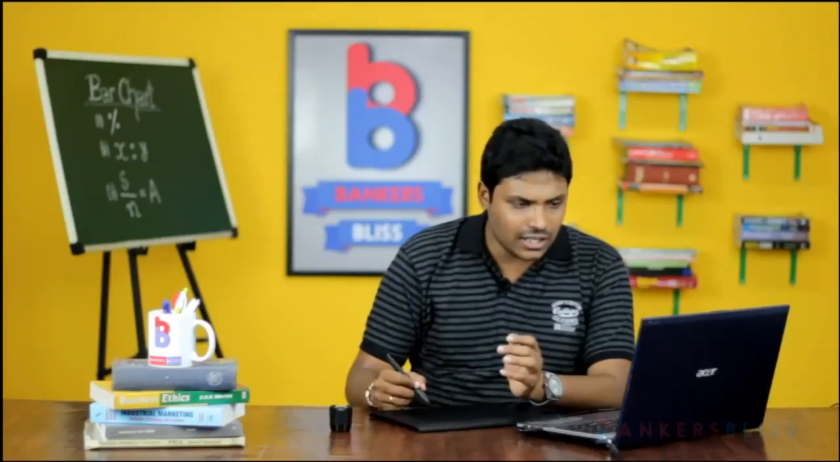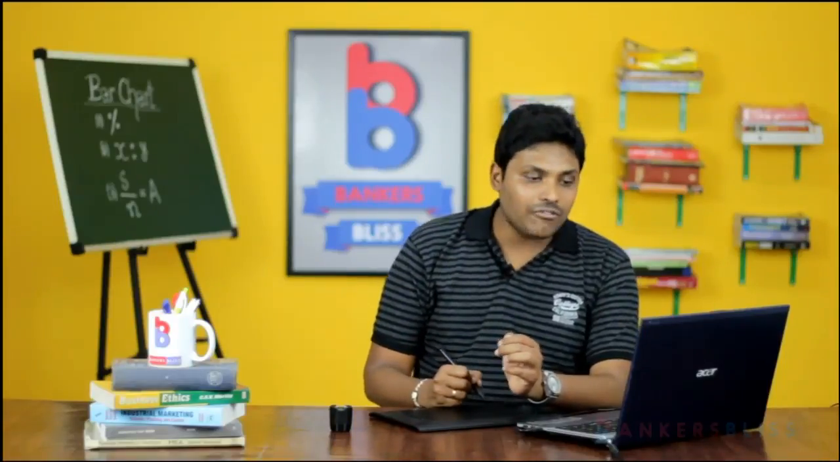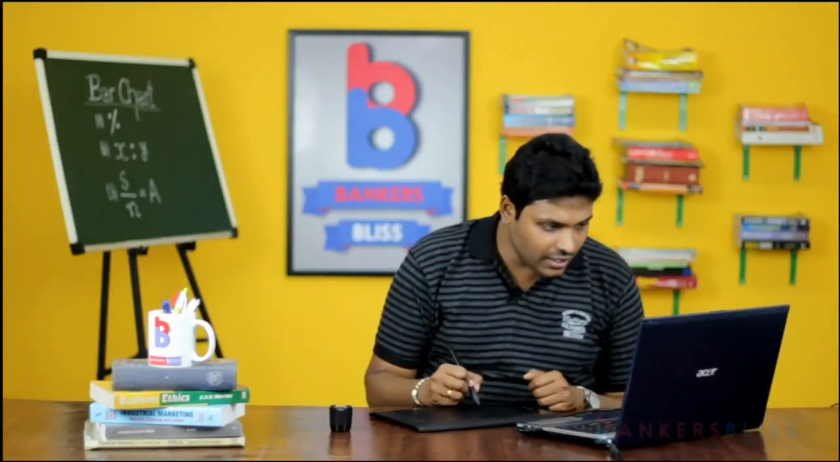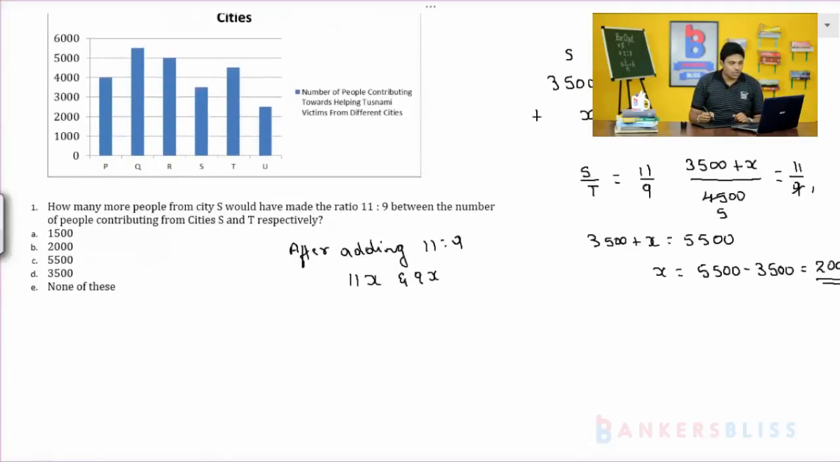Okay. So, the other technique is this: 11:9 is the ratio. After adding a few people to S, you are getting 11:9, which means after adding, you should get 11x and 9x. See, these calculations you have to do in mind. These calculations are very simple. So, 11x and 9x.